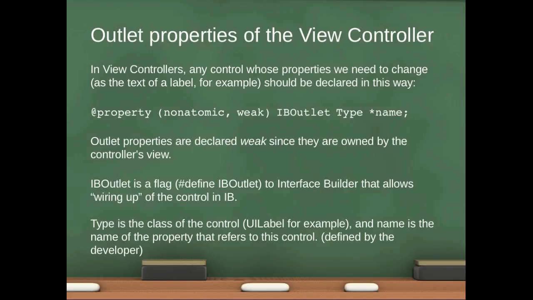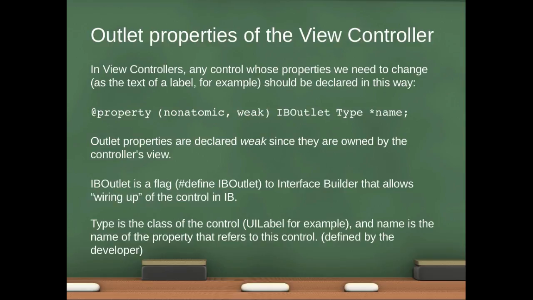We also use this keyword IBOutlet, and then the type of the control, and then the name as a pointer, because as we know, objects are all pointer types. So the name, we give it. So outlet properties are declared weak since they're owned by the controller's view, and again, we're going to talk about that in the next slide.